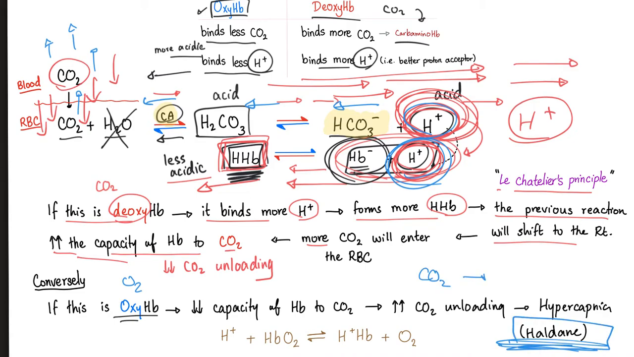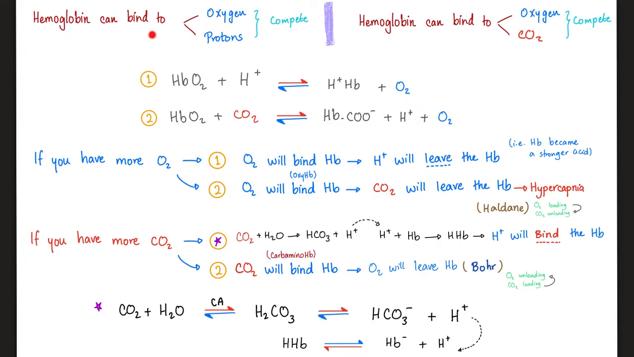Easy peasy, lemon squeezy, medicosis schmeezy, everything is in this equation. Amazing. Hemoglobin can bind to oxygen or protons. These two compete with each other. Hemoglobin can also bind oxygen or CO2. These two compete with each other. Here's the first equation. Hemoglobin, this is an oxyhemoglobin, plus H gives you H-hemoglobin plus oxygen. The opposite is also true. Hemoglobin oxygen plus CO2 gives you hemoglobin CO2 plus H plus O2.